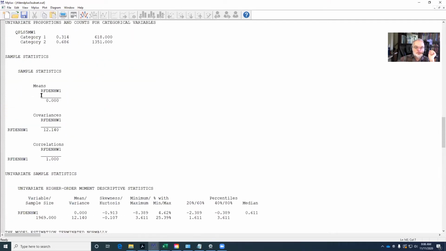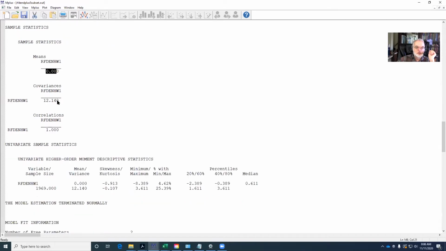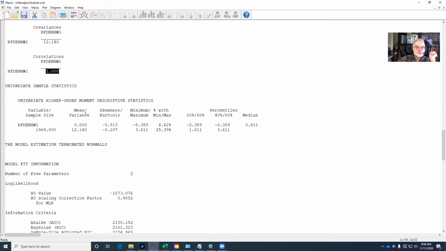Here's the sample statistics for the continuous variable because I centered it. I've got a 0 here. And this is the variance covariance matrix of the predictors. So this is saying the variance of my continuous variable is 12. And that would correspond to a correlation coefficient that's just got one variable in it with the number 1. And down here are the summary statistics, the mean, the variance 12.14, the skewness and kurtosis values. So the continuous variable is negatively skewed.